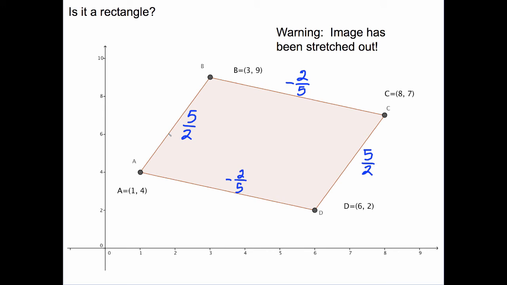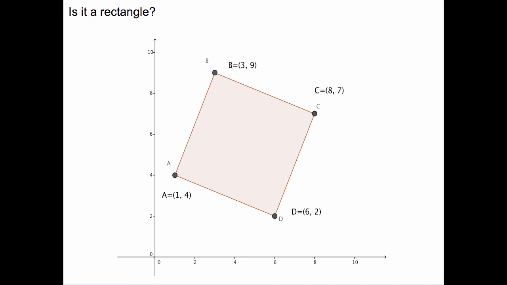So what that means is that this line here is perpendicular to that line, and it's perpendicular to this line over here because -2/5 and 5/2 are also opposite reciprocals. And the same thing holds over here. So these lines are perpendicular, and these lines are perpendicular, because the slopes of these two lines are opposite reciprocals. Now let me show you what the diagram looks like without being stretched out. In fact, not only is it a rectangle, but it happens to be a square. And you can see in this diagram that yes, these angles are all right angles and opposite sides are parallel.